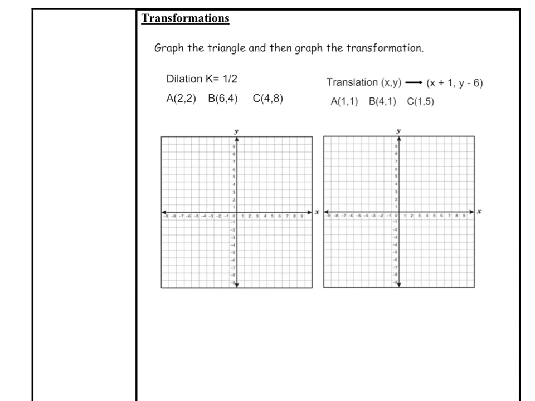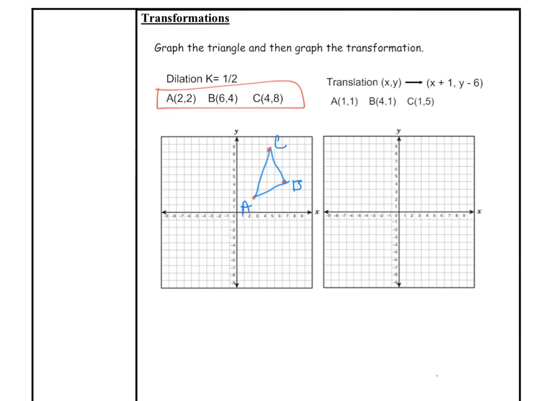Last thing we're going to do is transformations on the last page. Whenever we do a transformation, the first thing we do is graph the original shape if it's not already graphed for us, and then graph the transformation. So here's my original shape. I'm going to go ahead and graph that. I should label my points. This is point A, this is point B, and this is point C.